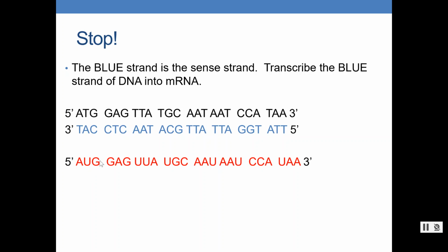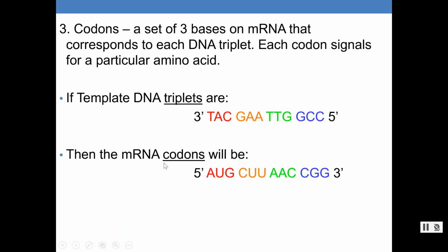We need to do this in groups of 3, and then we get 4 cubed, 4 times 4 times 4, and we get 64 possible combinations when we use 4 letters in groups of 3. So that's why we do this, and this is referred to as a codon. So let's go to the next slide. All right, mRNA codons is what we call the groups of 3 nucleotides.